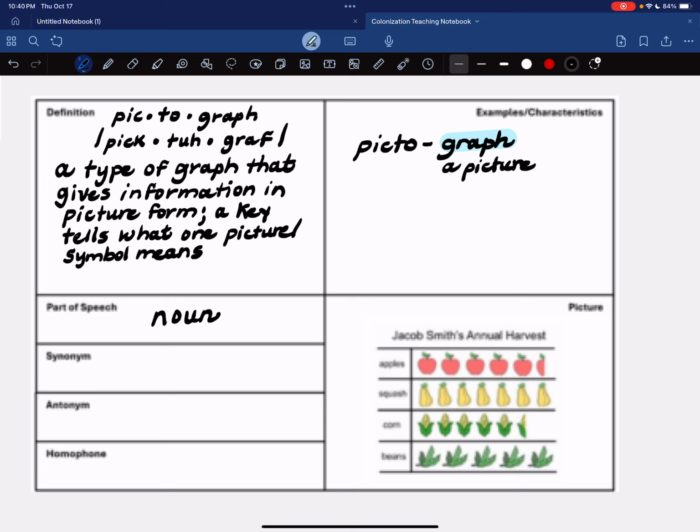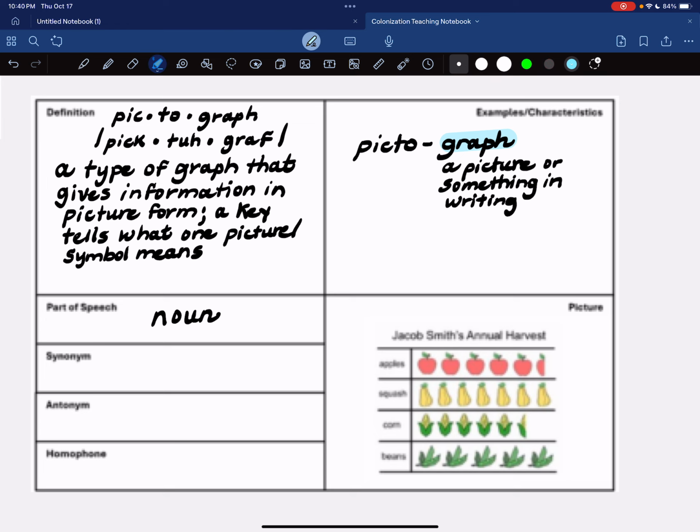Oh, I remember where it was. It was in the word biography. In that case, it was something written down or something in writing. So graph can mean something written or a picture. And I'm getting myself confused. How about writing? Something in writing.